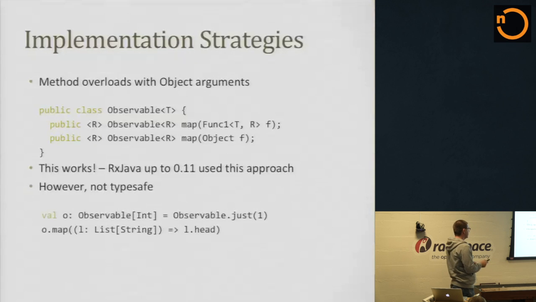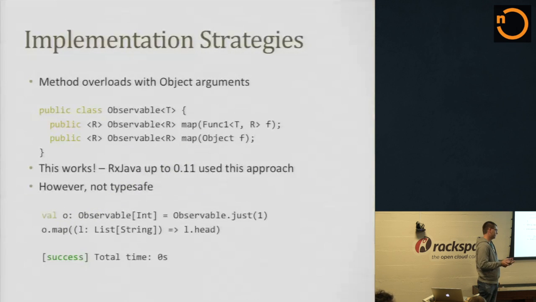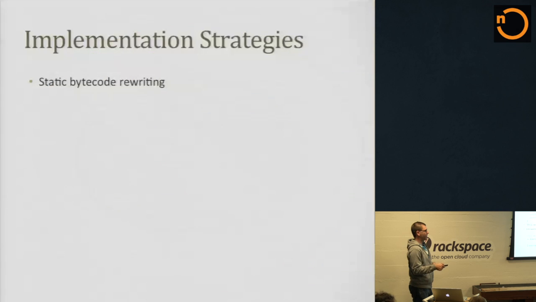There's a downside. It's obviously not type safe at all. Given that you've got an object that you can pass into map, this code compiles. You can take an observable of int and give it a function which goes from list of string to the list's head. That's clearly not going to compile, except it does, and it will fail horribly at runtime. So I don't need to sell anyone here on the benefits of type safety. This was a bad spot to be in. So the work that I'm about to get to removes this constraint. We're getting type safety back.